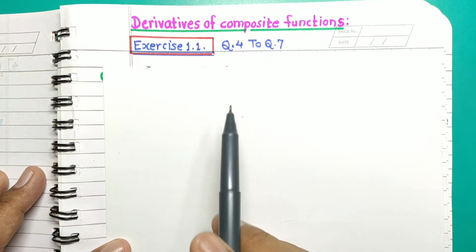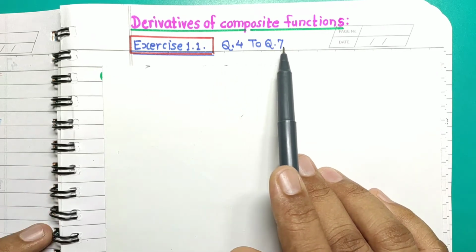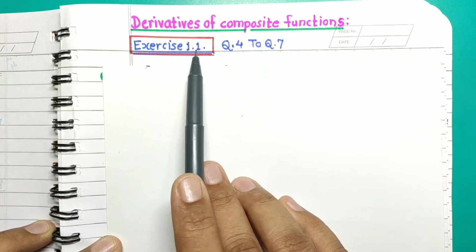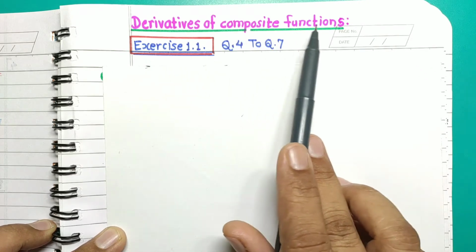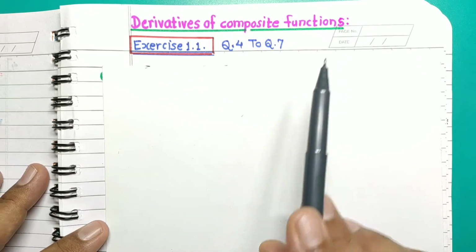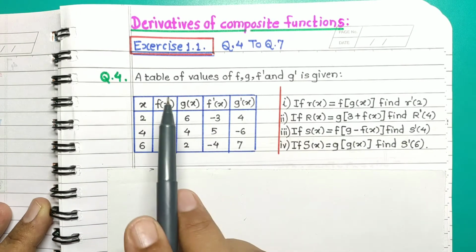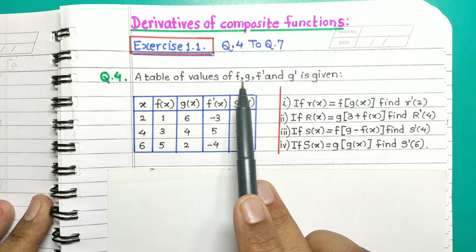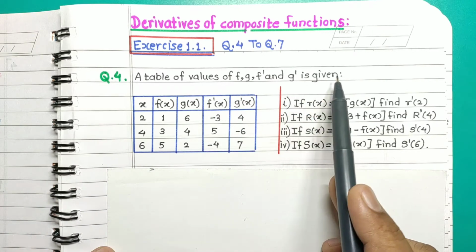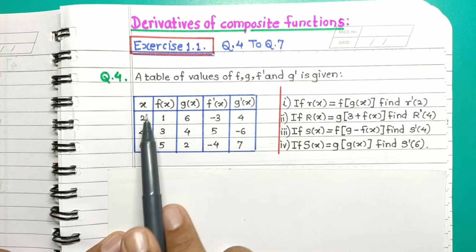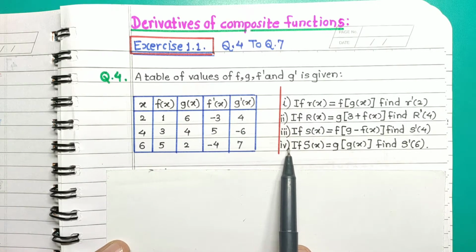Hi students, in this session we are going to solve question number 4 to question number 7 from exercise 1.1, which is based on derivatives of composite functions. So let's move to the fourth question. It is given like this. See, a table of values of f, g, f dash and g dash is given in this table. And we have to solve these four sub questions.